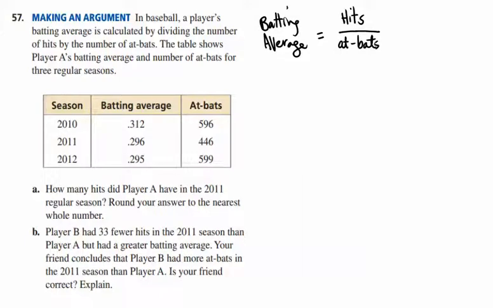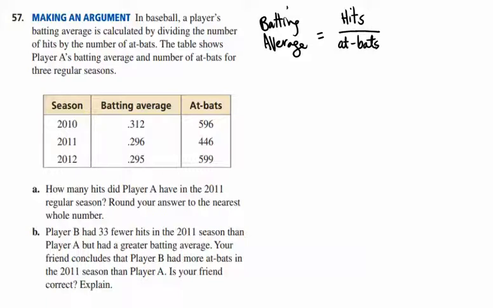You may strike out, you may ground out, you may fly out, you may get a hit, you may get a home run. Any hits, singles, doubles, triples, home runs are all considered hits. Any outs are not hits. So you take the number of hits and divide by the number of at-bats, the number of opportunities you have to hit, and that will give you your batting average.